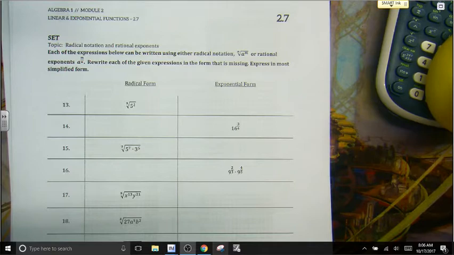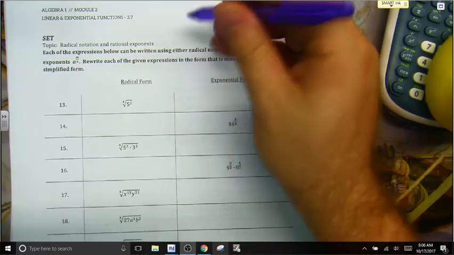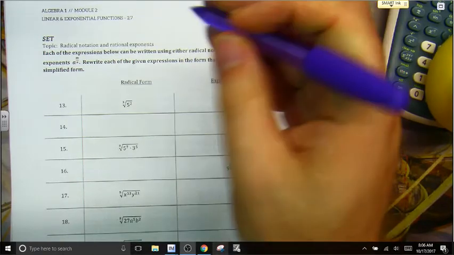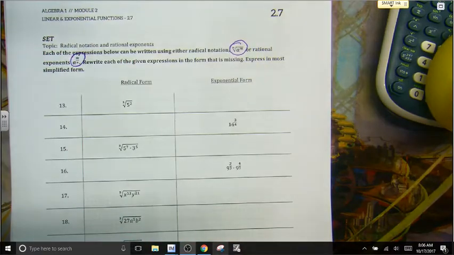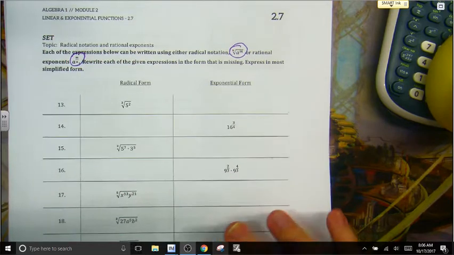Oh, okay, find the next section. There it is. Okay. So for this, it wants us to transform our radical form into our exponential form and vice versa. It's just to make sure that we completely understand this.